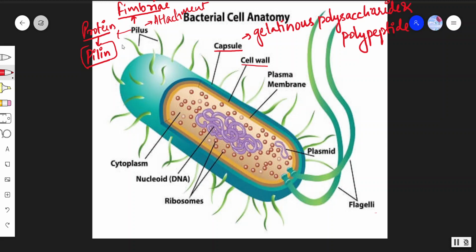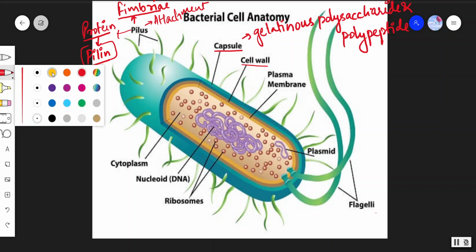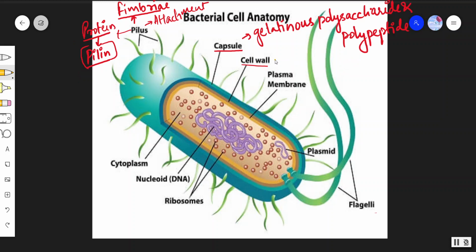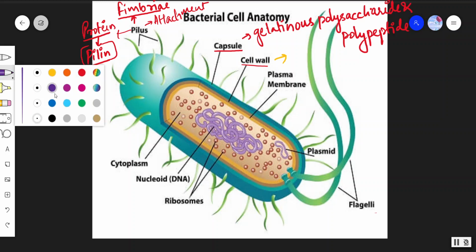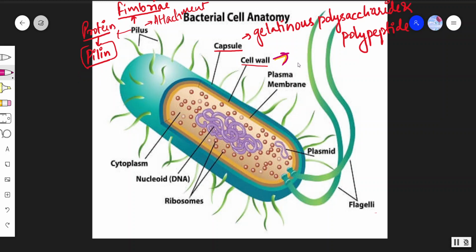Okay, let me change the color, otherwise you're going to get confused about what I'm writing. Bad choice. Let me take some other, this one. Okay, clear? So the cell wall is the second layer of the bacteria, and we can also call it the peptidoglycan cell wall.